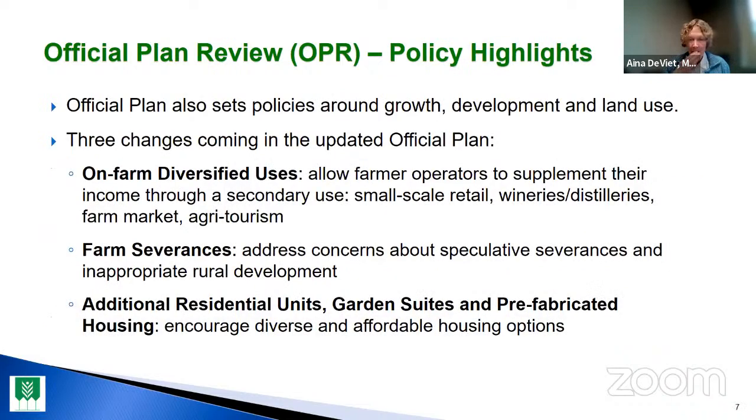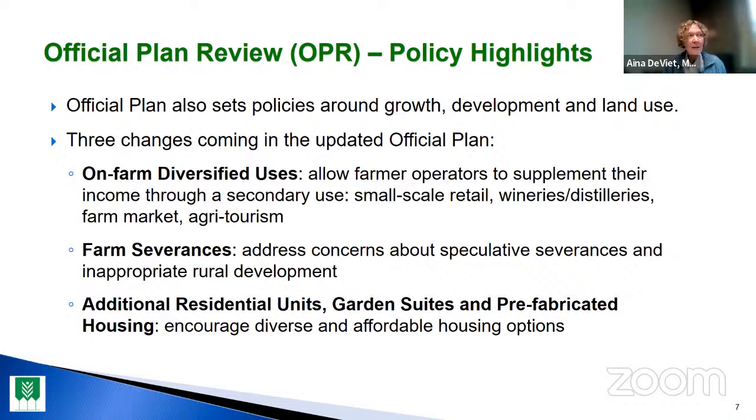Now, the other part that I need to mention is in the official plan, part of the purpose is to make sure that the proper amounts of land are in the proper places in the community, but it also sets policies around growth and development and land use. So there are three changes that probably will be of interest to residents in our area. For example, on-farm diversified uses.